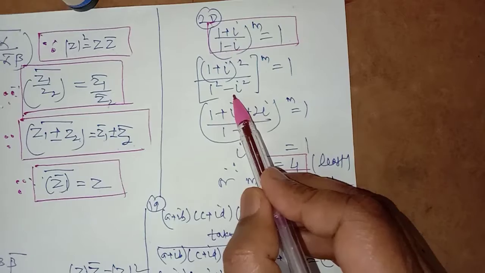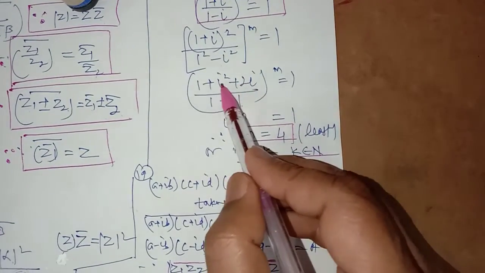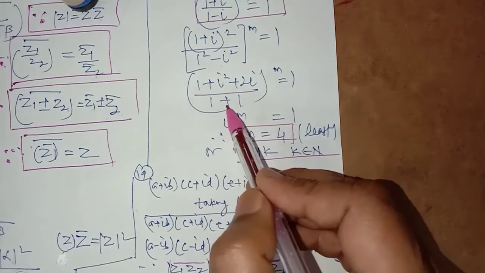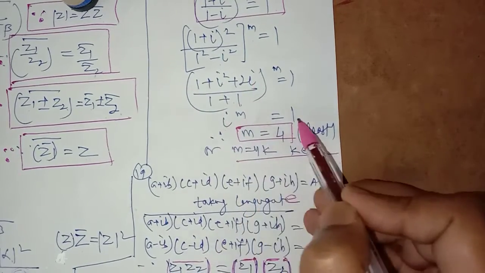We are getting this. i square is equal to minus 1. So this comes out to be i square is minus 1. This cancels out upon 2. The 2i upon 2 will come out to be i. So i raised to power m is equal to 1.